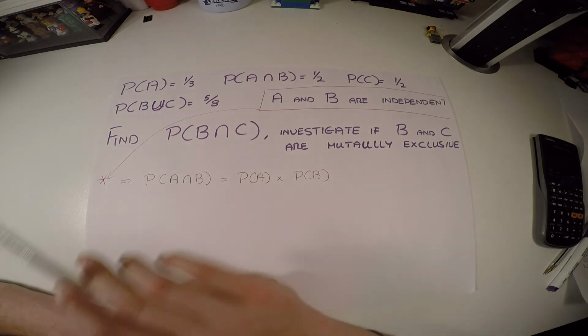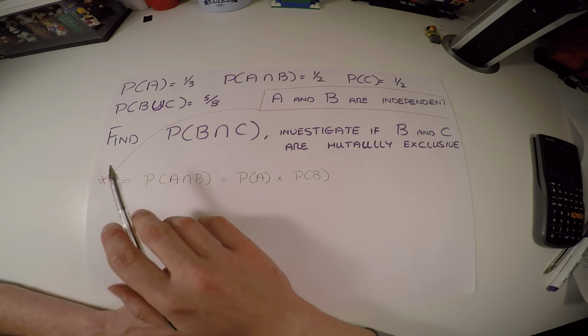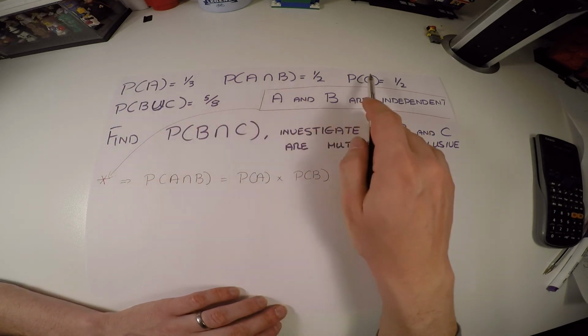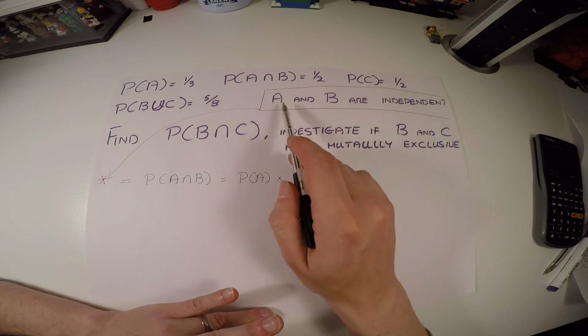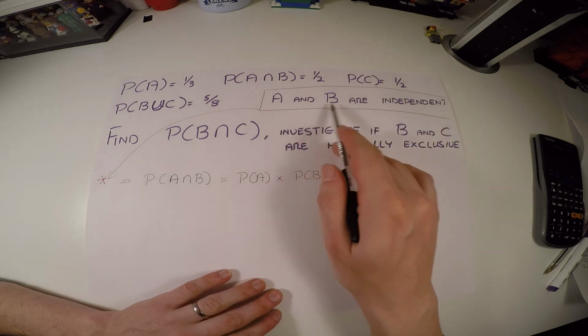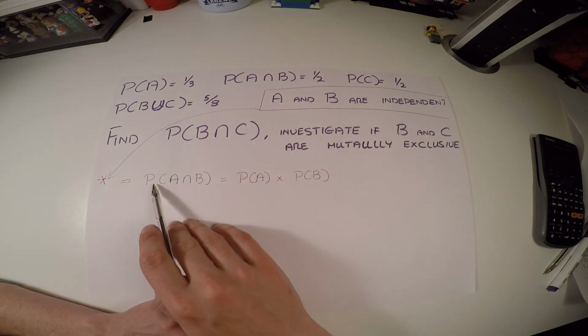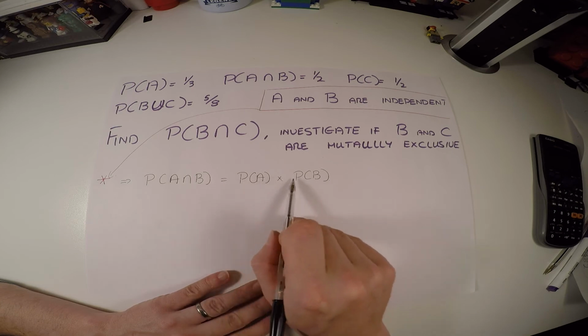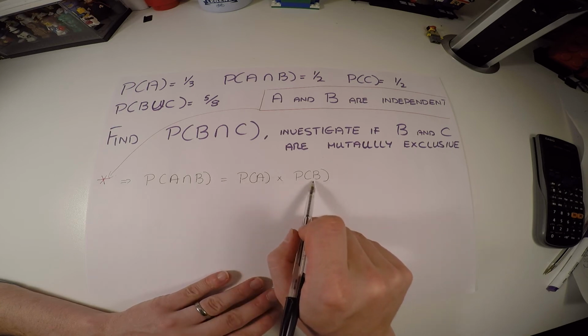Now, the first thing to look for here is the individual probabilities. We have A, we have C, we don't have B. But we're told that A and B are independent events. It's our first big clue. If A and B are independent events, that would imply that the probability of A intersection B is equal to the probability of A multiplied by the probability of B.